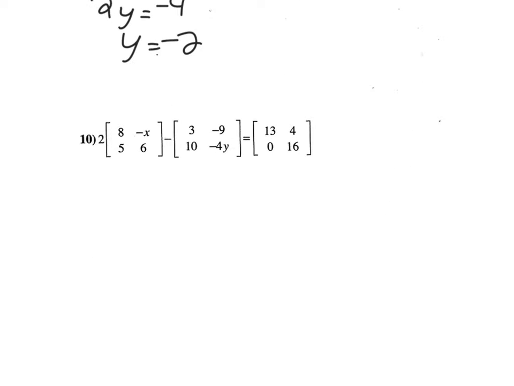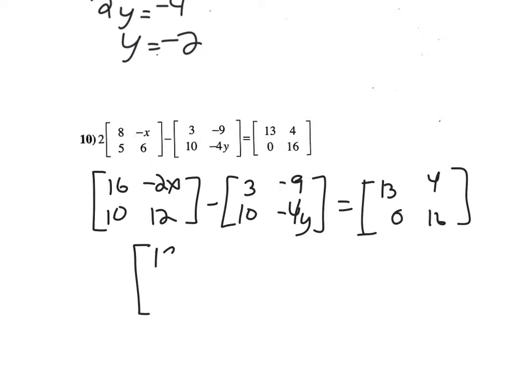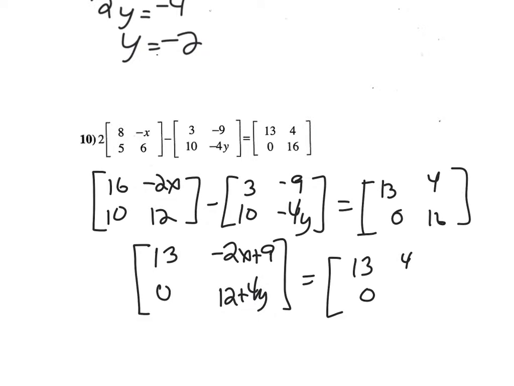Okay, let's go to the second one here. Got to work this one out a little bit first. Multiply the first one by 2, which is 16, negative 2x, 10, 12, minus this one, 3, negative 9, 10, negative 4y, and it equals the 13, the 4, the 0, and the 16. So let's do our subtraction. 16 minus 3 is 13. Negative 2x minus negative 9 is the same thing as negative 2x plus 9. 10 minus 10 is 0. 12 minus negative 4y is 12 plus 4y, and it still equals 13, 4, 0, 16.